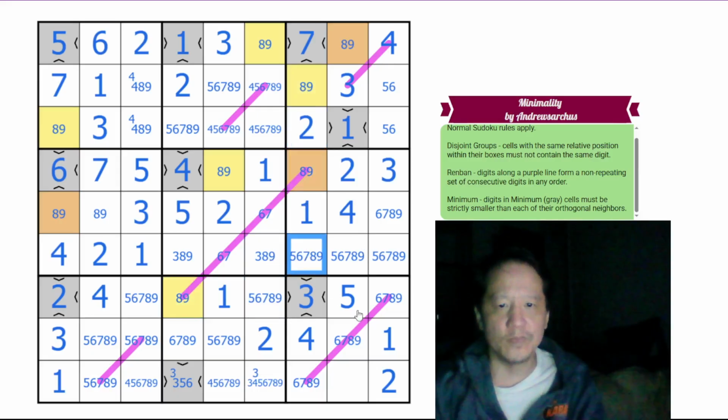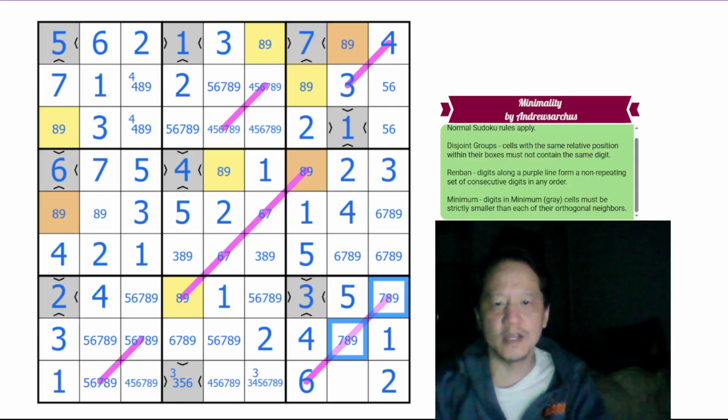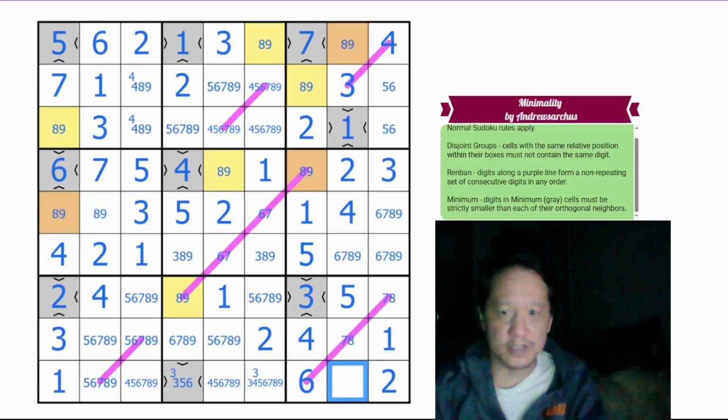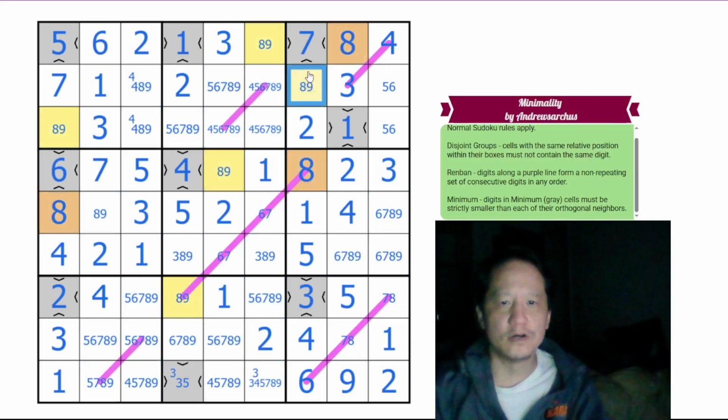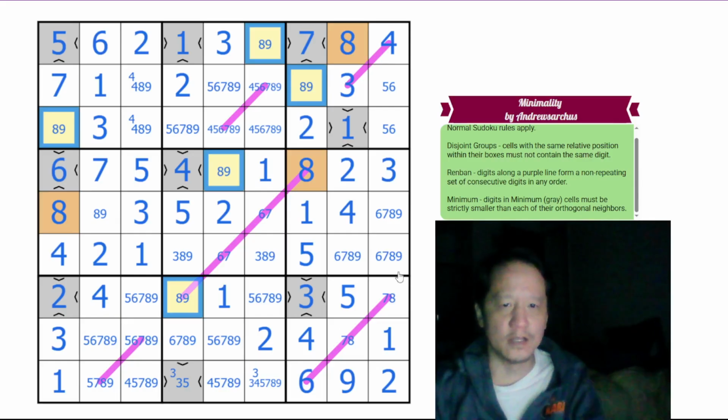So this 8, 9 pair eliminates 8 and 9 in the rest of the column. This can't be 8 or 9 or 7. So that makes this 6. That makes that 5. No more 5 here. This is then 6, 7, and 8 to be a Renban. So this has to be 9 here. So 6 eliminates 6 in the rest of the row. This is 9, which means all the oranges are 8s. And all the yellows are 9.